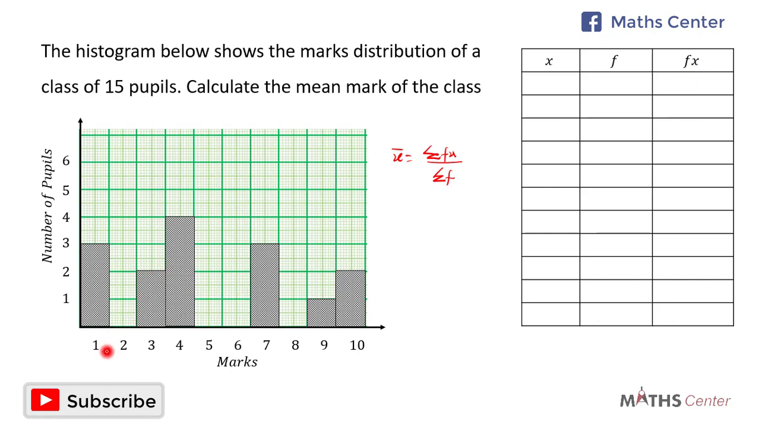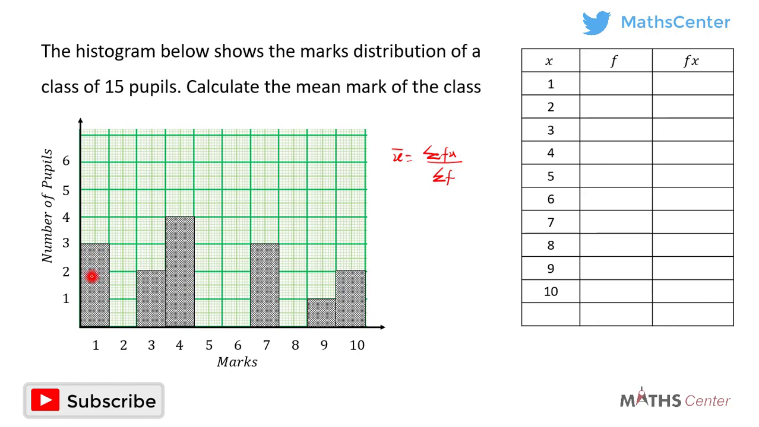The x values will be the marks from the histogram here. The marks are 1, 2, 3, 4, 5, 6, 7, 8, 9, 10. And so we will list them in the x column of the table. So we have 1, 2, 3, 4, 5, 6, 7, 8, 9, and 10. Now we will have to get the frequency for each mark, and we can get that by reading the graph.